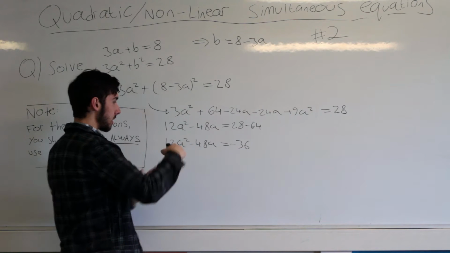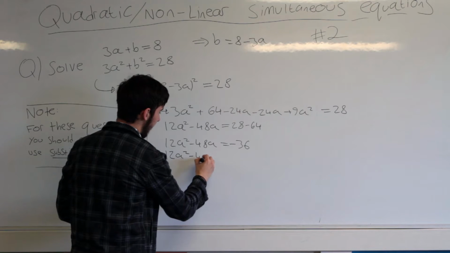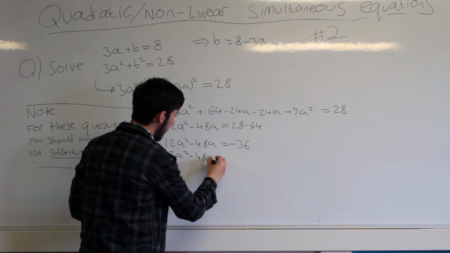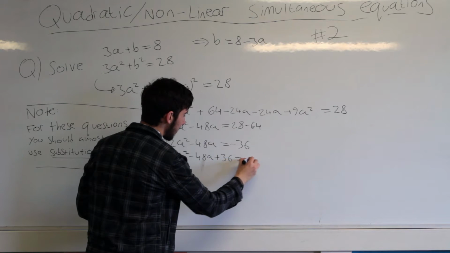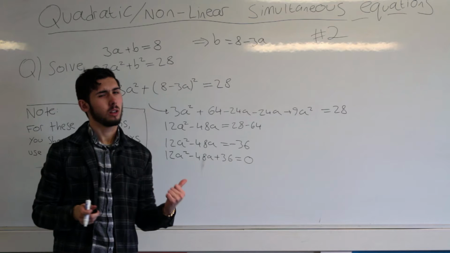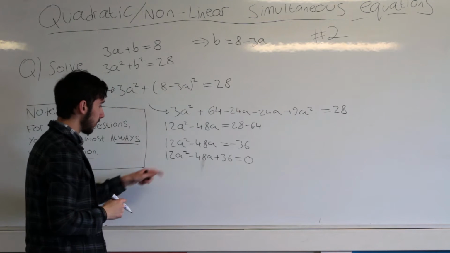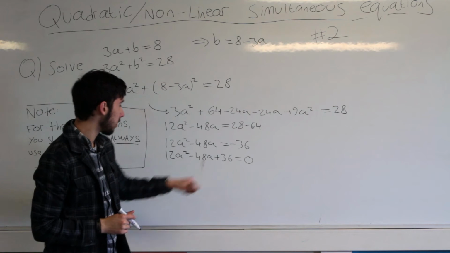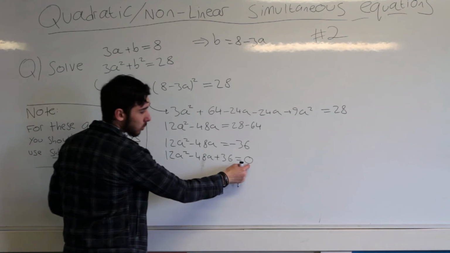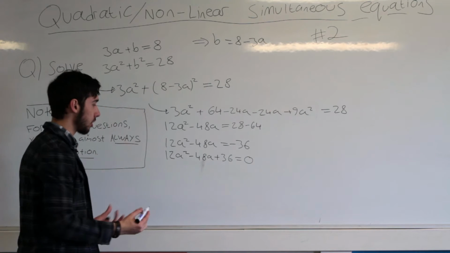So I'm going to add the 36 onto the other side to get 12A squared minus 48A plus 36 equals 0. And now, guys, you might look at this and think, quadratic formula time, but you can actually do one thing first to make it easier. All of these are multiples of 12. So we can actually divide everything by 12. Because it's equal to 0, and 0 divided by 12 is just 0 still, this is totally valid.